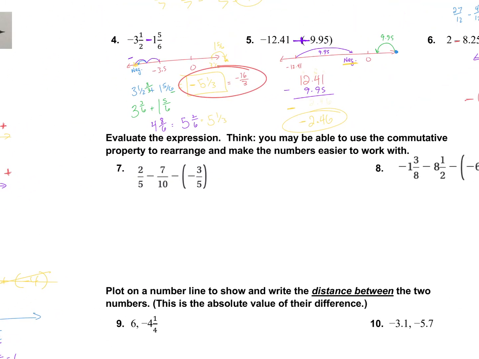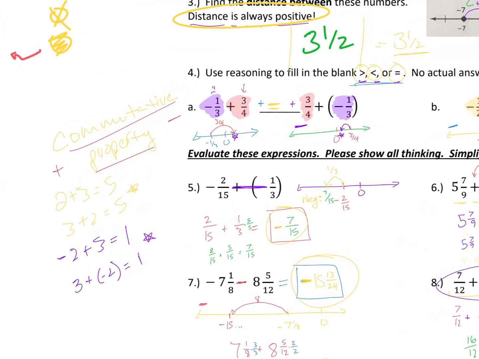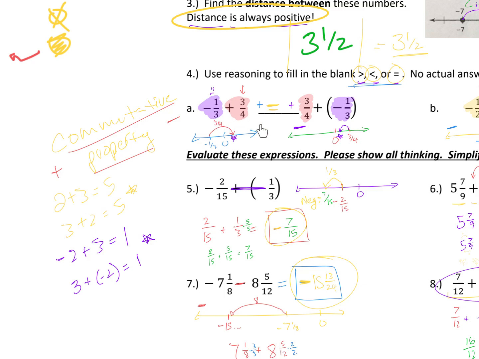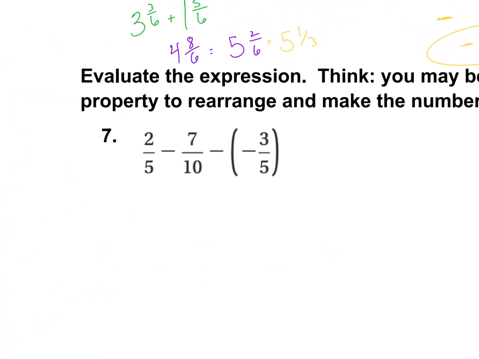Evaluate the expression. Think you may be able to use the commutative property to rearrange. And it's like, what's the commutative property? A minute ago, we talked about the commutative property, that these could kind of be swapped around, right? So why would you ever want to swap around? Well, because you could make a little less work for yourself in some cases.